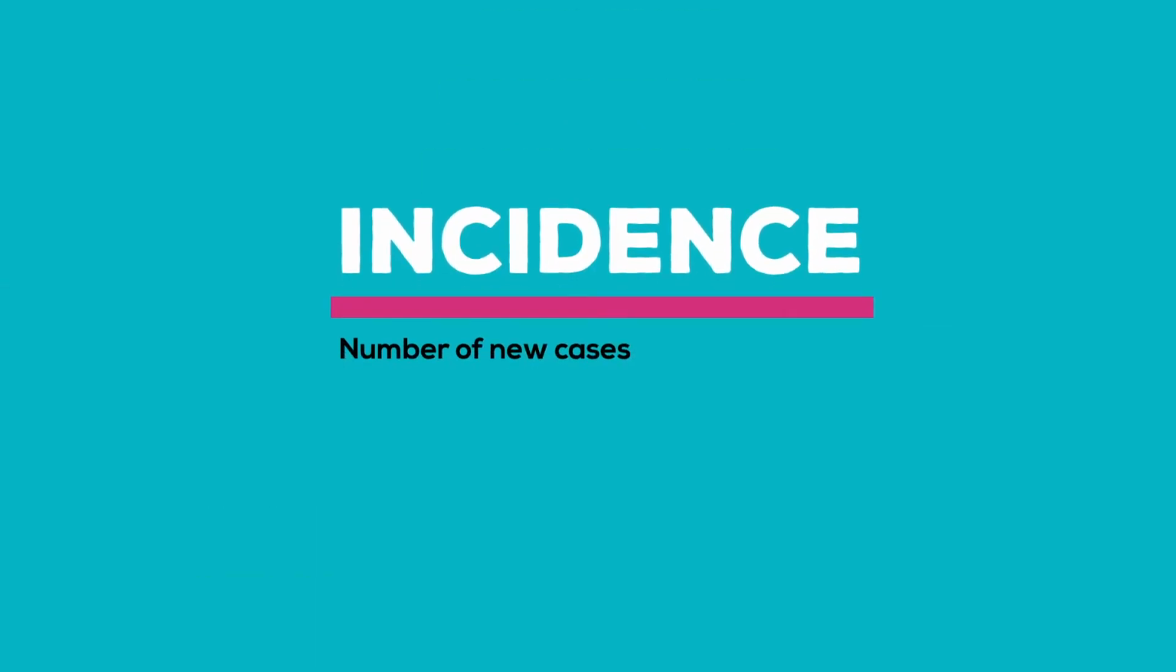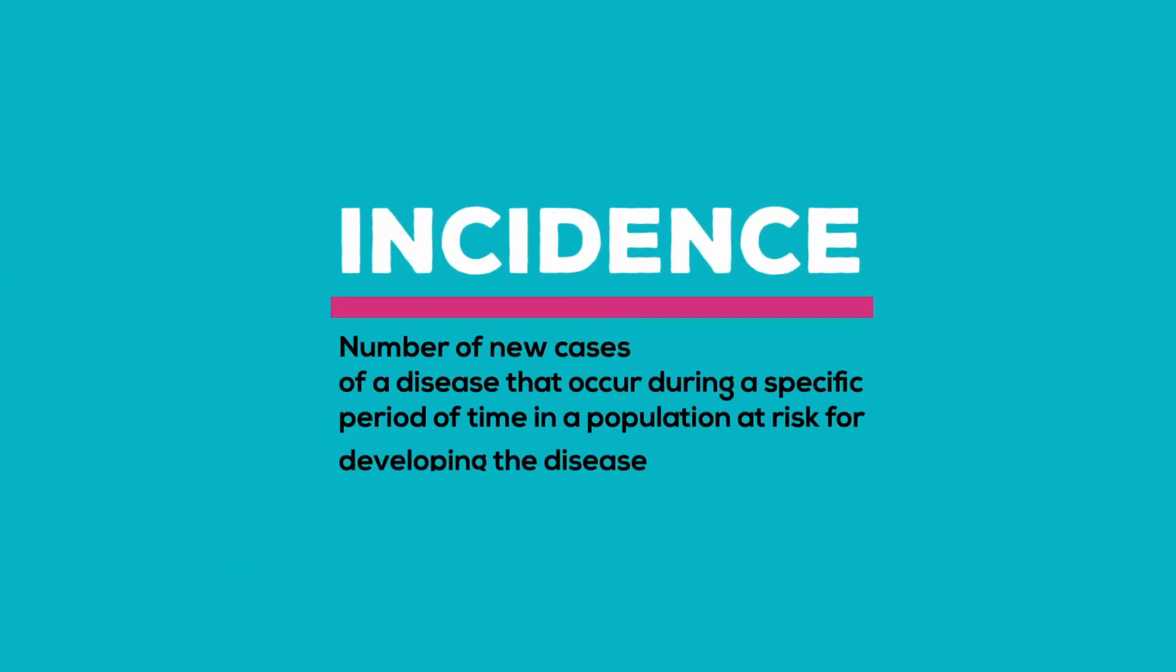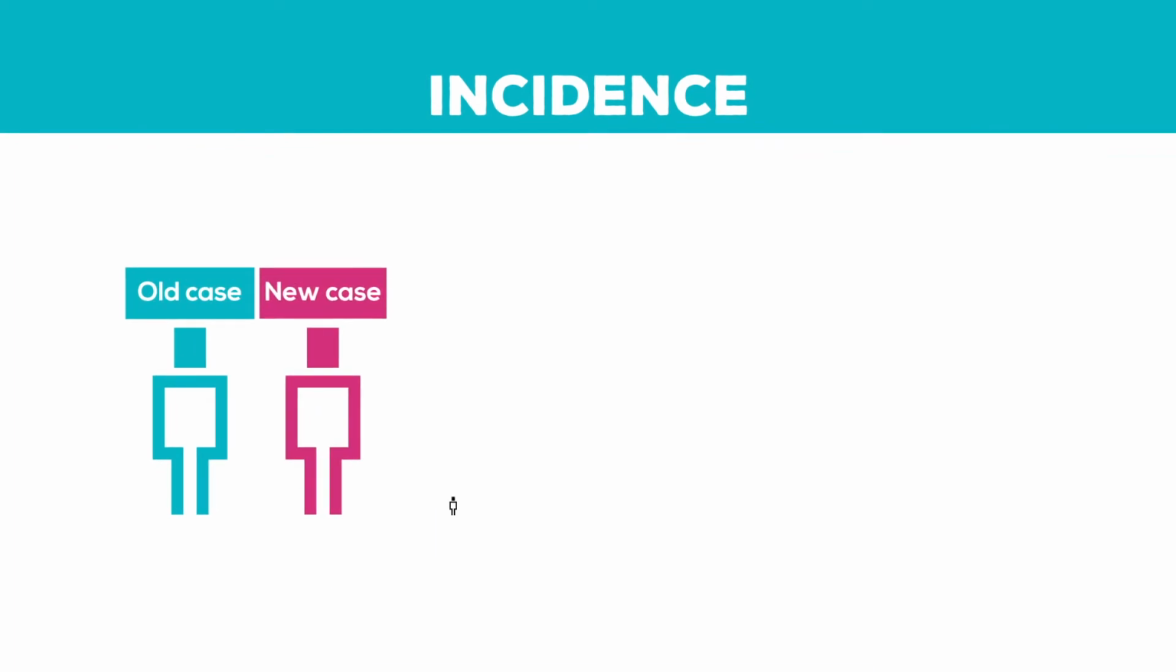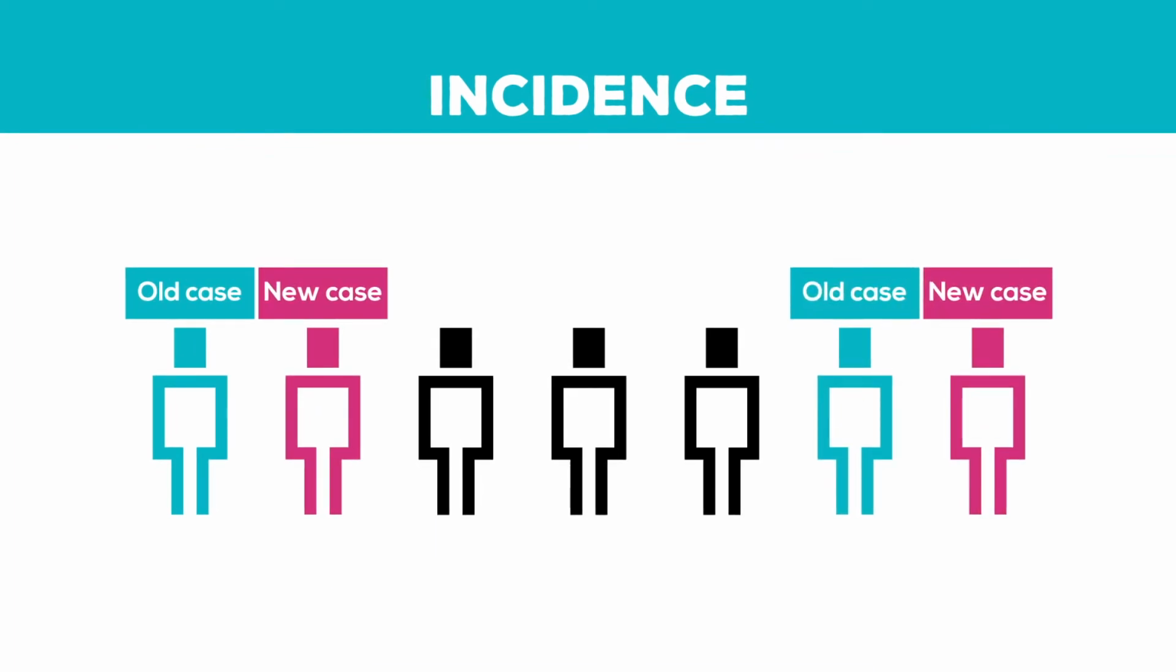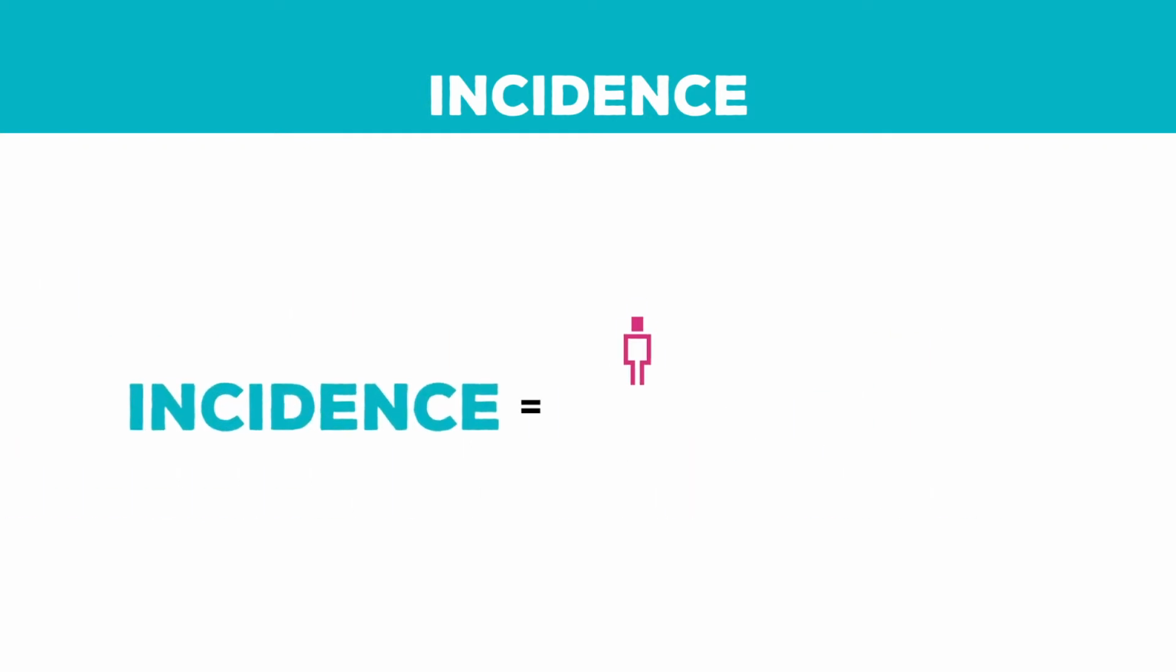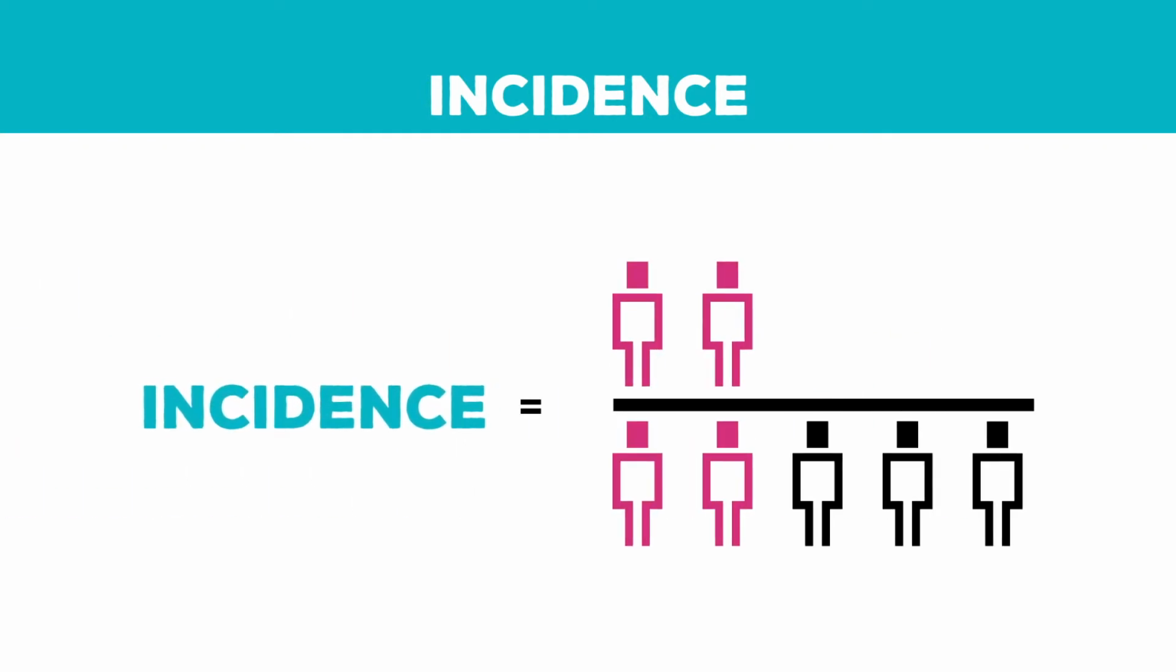Incidence is defined as the number of new cases of a disease that occur during a specific period of time in a population at risk for developing the disease. The critical element in defining incidence rate is new case of disease or new event. The incidence rate is a measure of risk. The denominator of an incidence rate represents the number of people who are at risk for developing the disease.